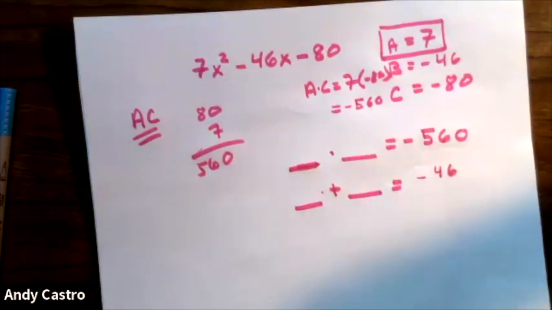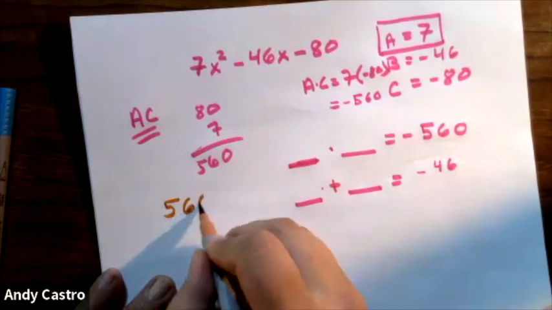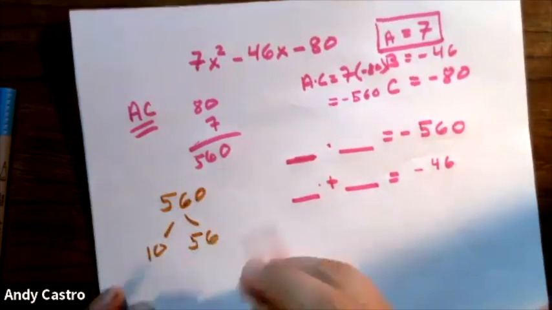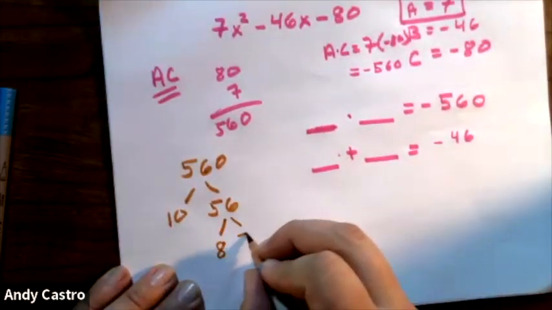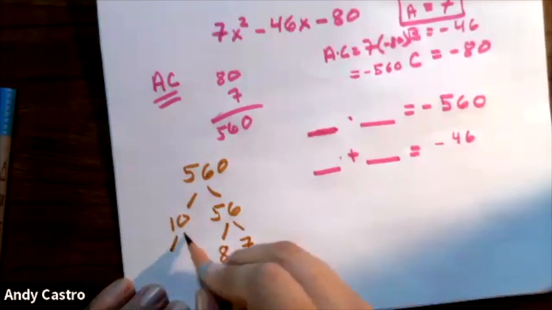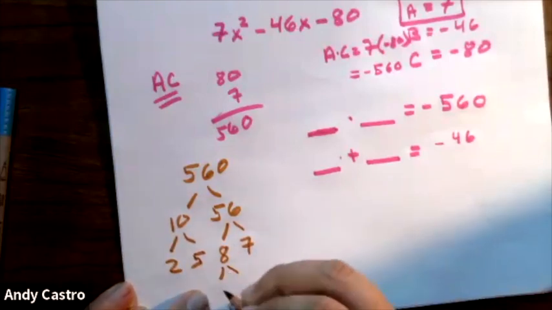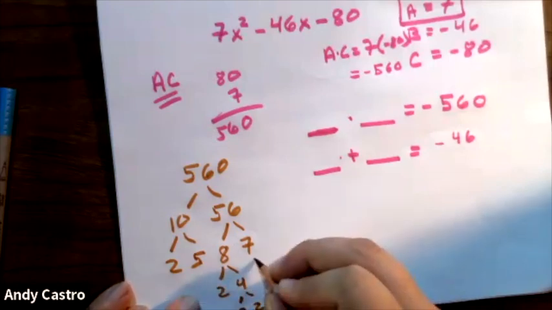I certainly don't know that off the top of my head, so I'm going to do some factoring, the factor tree. So I'm going to look at 560. I know that's 10 and 56. 56 I know is 8 and 7. 10 is 2 and 5. 8 is 2 and 4. And 4, of course, is 2 and 2.